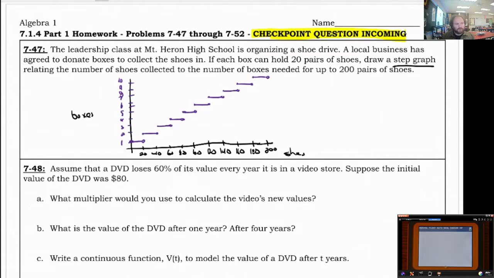This is for 714 Part 1, Problems 747 through 752. I've already taken the liberty of drawing a graph for 747, so if you need to, you can pause this video right now and take a look at that graph. But if you're reading the question carefully, what's going on here is that a local business has agreed to donate boxes to collect shoes in. The key is that each box holds 20 pairs of shoes. So we're drawing a step graph here that relates the number of shoes collected to the number of boxes needed.